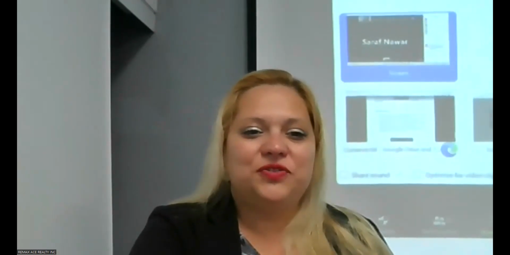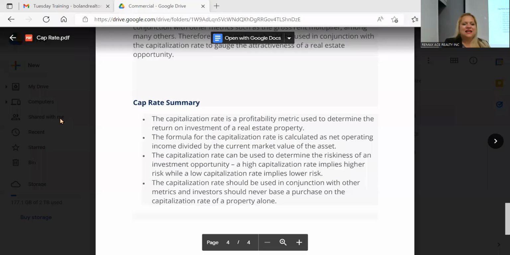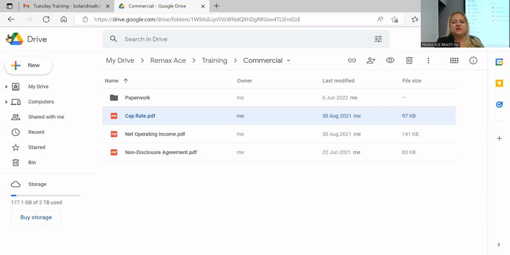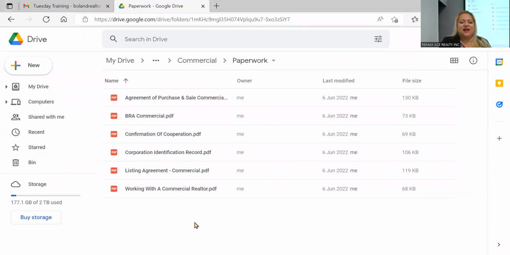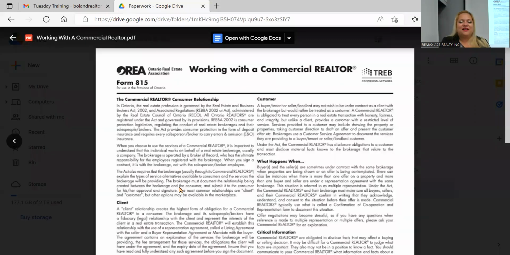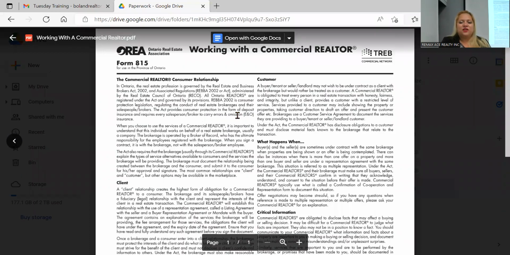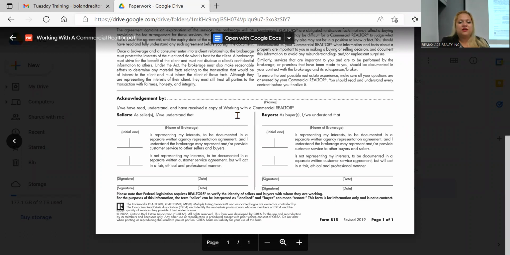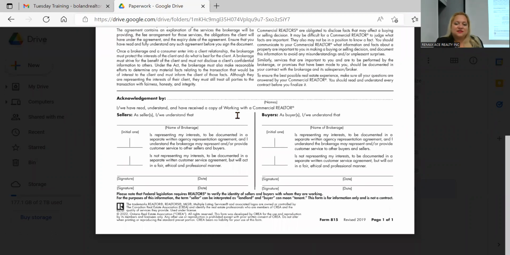Okay, I'm going to go on to paperwork, just so you guys can take a look at what some of this paperwork looks like, what the similarities are, and how they might be different from things that we're doing on a regular daily basis. So the first thing is we have our working with a realtor, right? We know we always have to get that signed by our clients. So they have a very similar form, 815, working with a commercial realtor. This is the one you fill out the same way as you would with your residential clients, right?